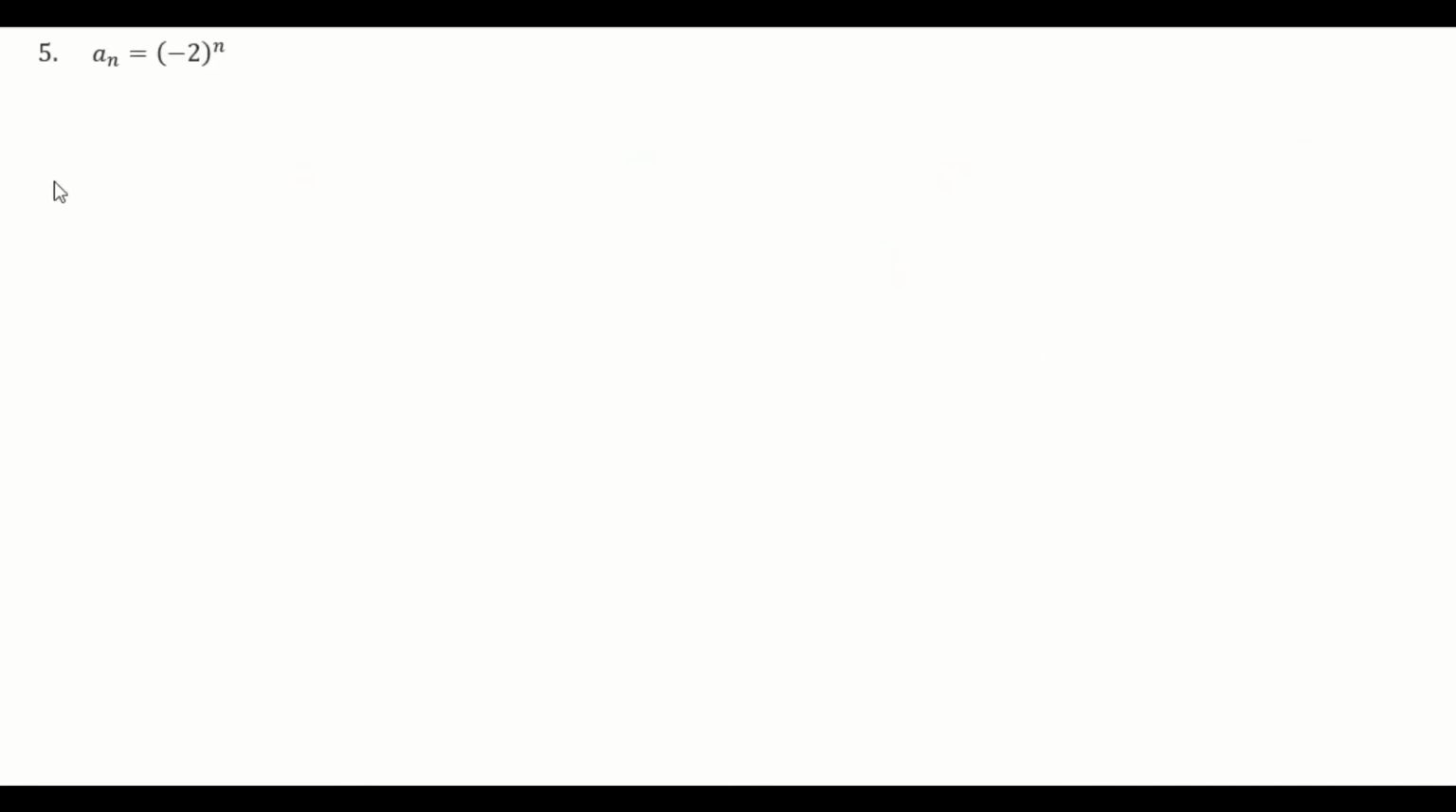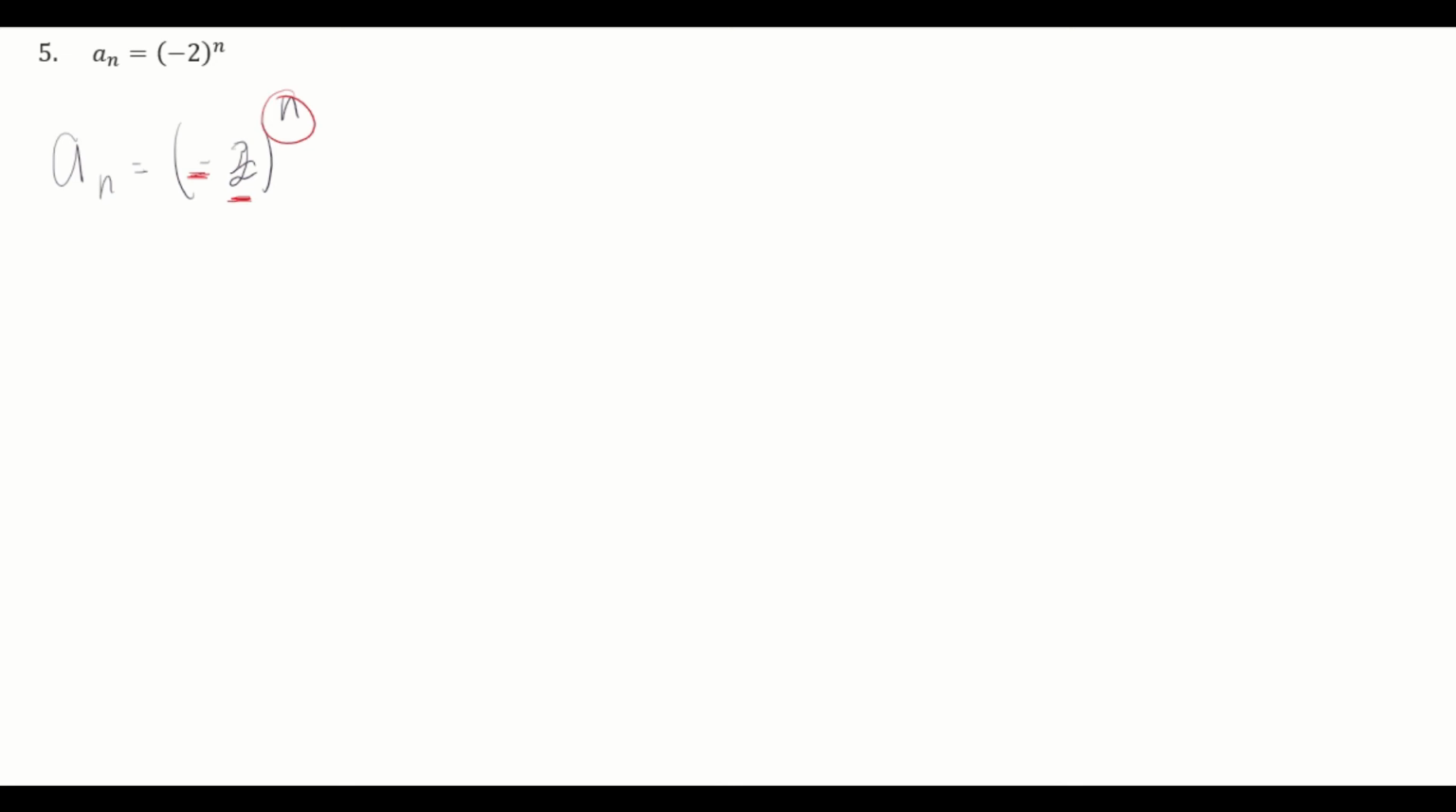For the last item, item number 5, our general rule is a sub n equals negative 2 quantity to the power of n. This means that in a sub n equals (-2) to the power of n, our exponent n applies to both the negative sign and the number 2.